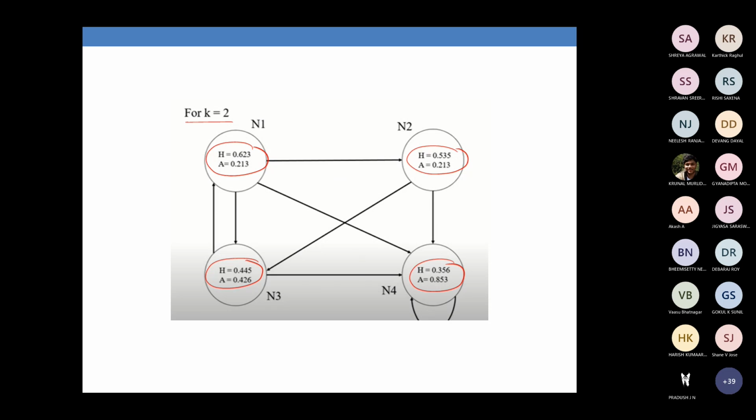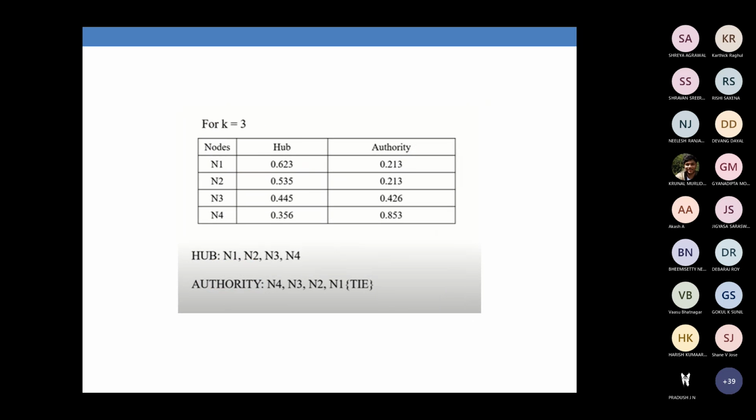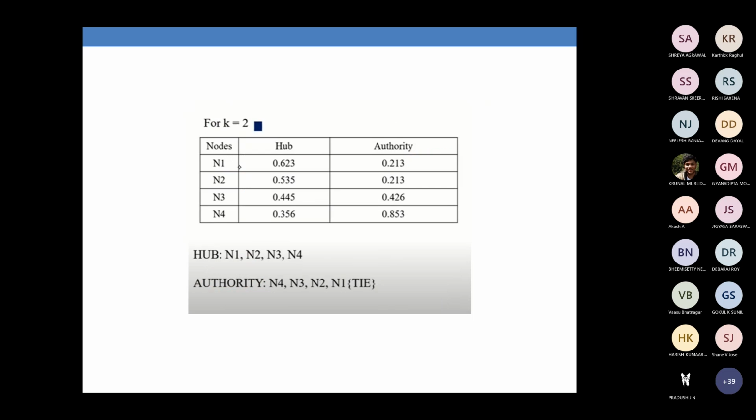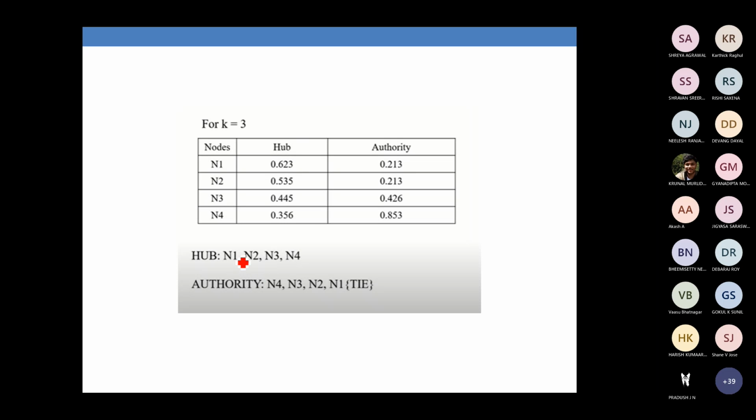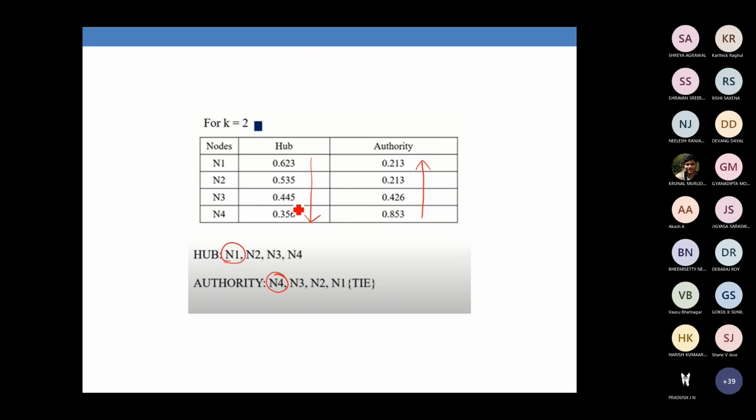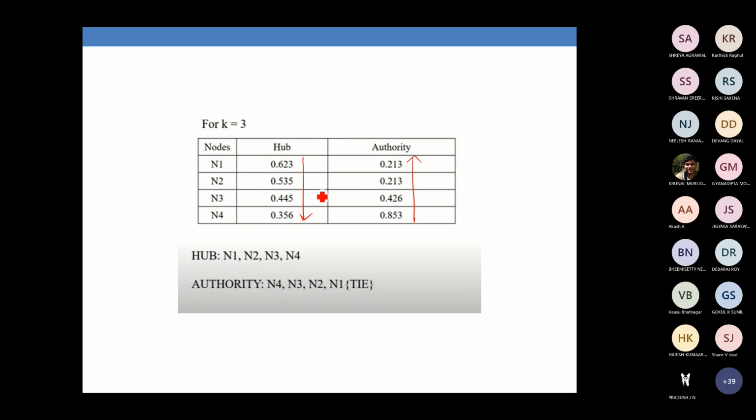According to our question, we have to do it for k is equal to 3. Once again, you rank the values from highest to lowest. So obviously, N1 is the best hub and N4 is the best authority. For k is equal to 3, if we do that, we once again get the same result. The values will be slightly different, but there will only be a slight change in the values.